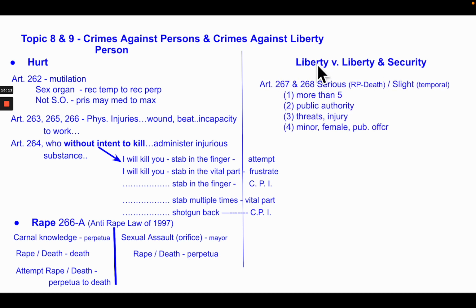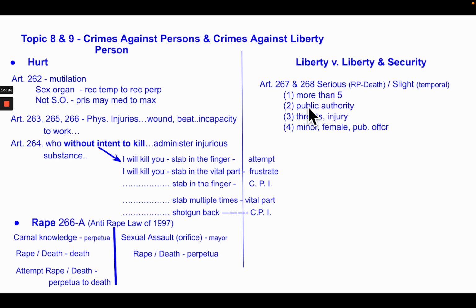What is a crime against liberty? When there is a detention, an unjust or unreasonable detention. Take note, there's serious illegal detention and slight illegal detention. The penalty for serious illegal detention is reclusion perpetua to death. This one is reclusion temporal. What's the difference? Well, if the detention lasts more than 5 days, it is serious illegal detention. Below 5 days, it is slight illegal detention.